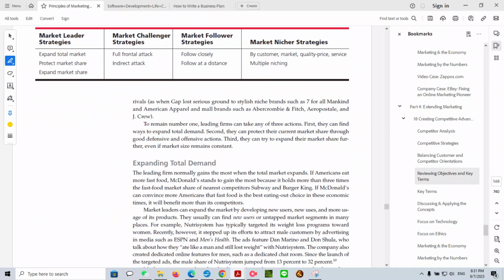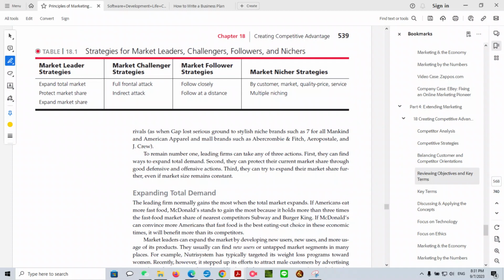Now, strategies for market leaders, challengers, followers, and niches. As for market leader strategies, we have three things. Number one is we need to expand the total market. And we want to protect the market share, and then we want to expand the market share. For market challenger strategies, we have a full frontal attack and an indirect attack. For market follower strategy, we follow closely and also follow at a distance, depending on what's happening. And for market niche strategies, it's by customer market, quality, price, service, and multiple niching. Now, this is the small guy competing with the big guy by market niche strategies.